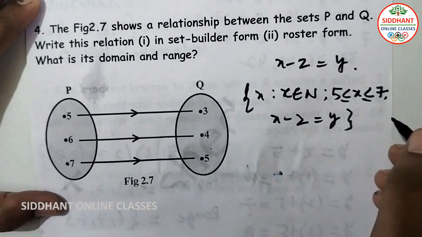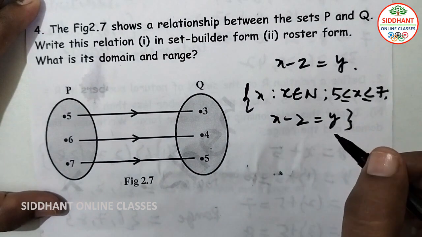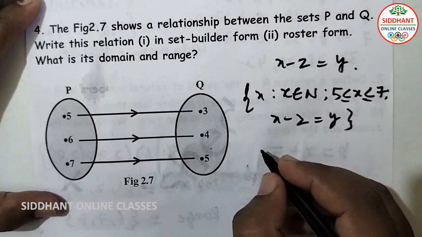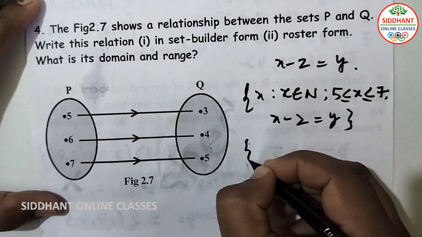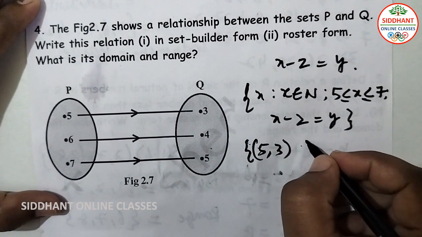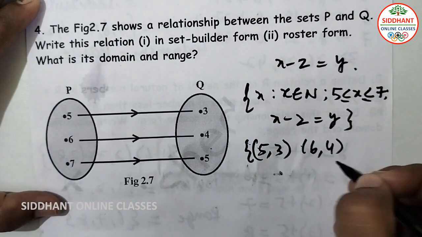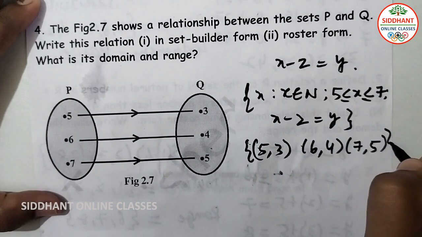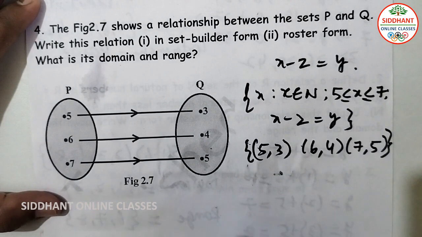So this is the relation. This is the set builder form here. And coming to the roster form, here we are going to see (5, 3), next (6, 4), next (7, 5). So this will be in the roster form.